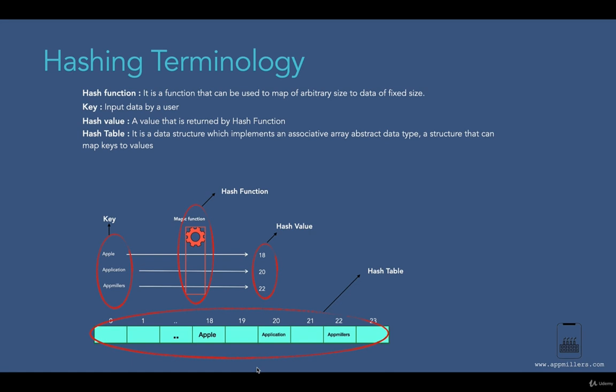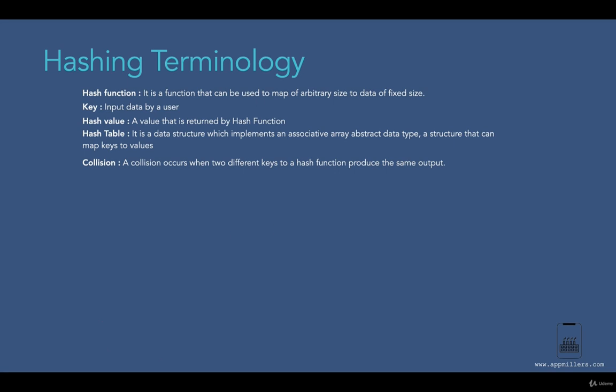Now let's continue to the last terminology. The last terminology is collision. A collision occurs when two different keys to a hash function produce the same output, which is called the hash value. In our case, if Apple and application produce the same hash value, then it will cause a collision. Let's look at collision in a real life example.